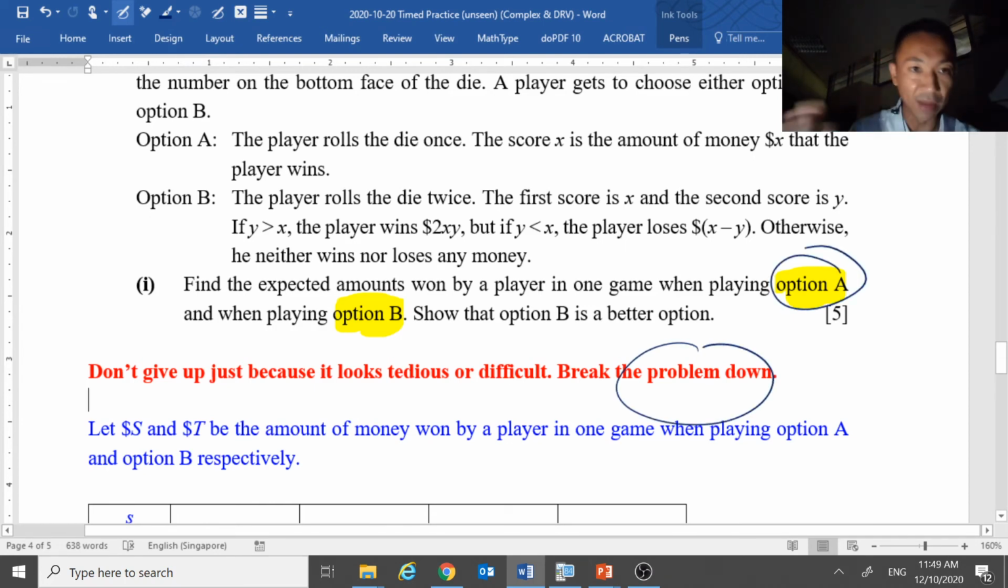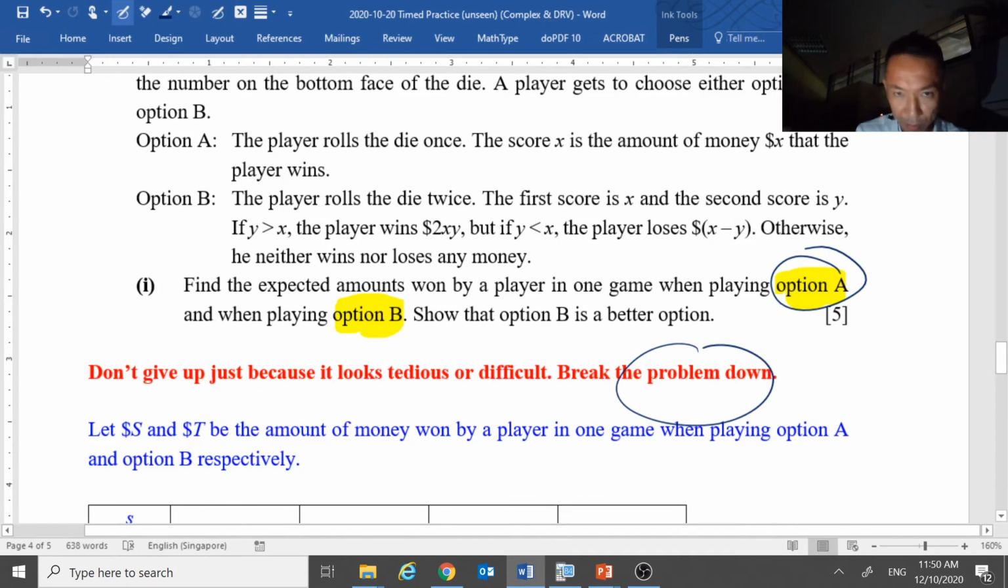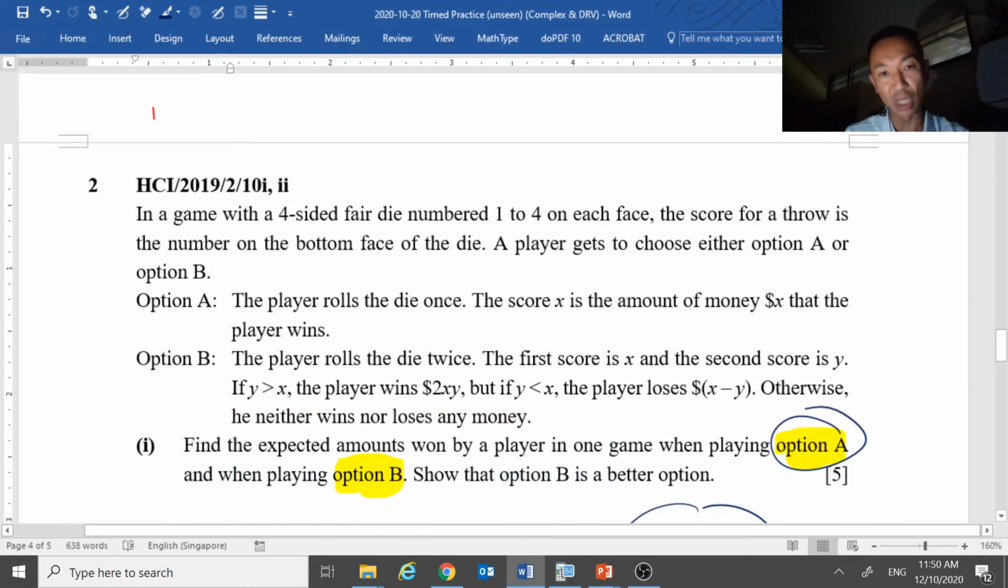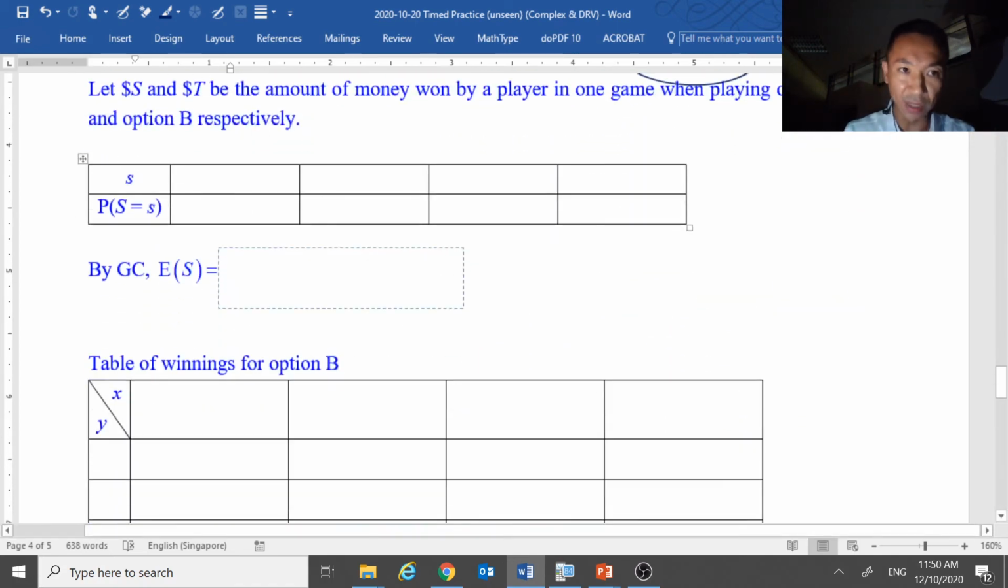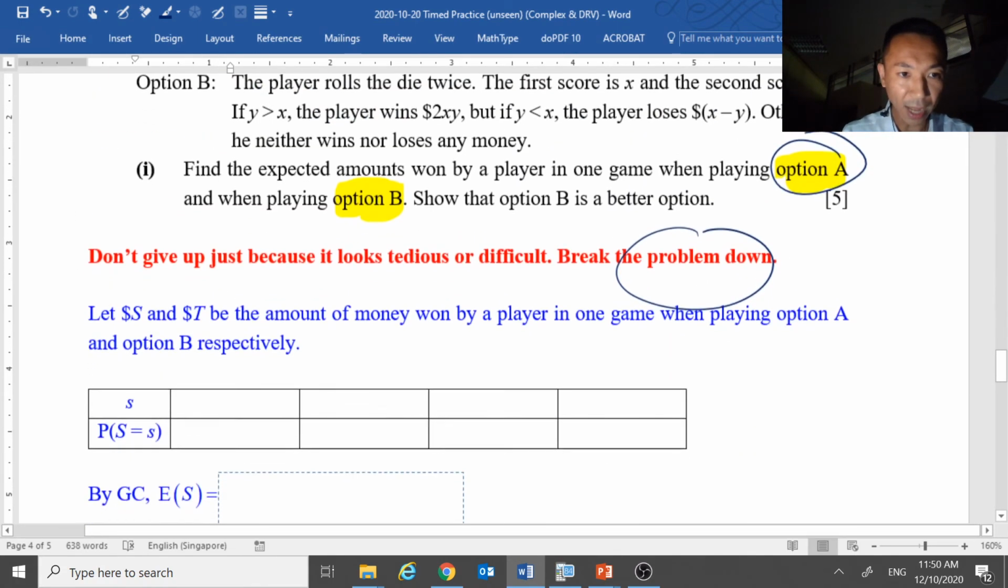I deal with option A first, because option A looks easier. Okay? You may not be able to do option B, never mind. Let's do option A. The player throws a die, the score is the amount of money he wins. Alright? If eventually number 2 lands up there at the bottom, then he wins $2. So actually it's not difficult.